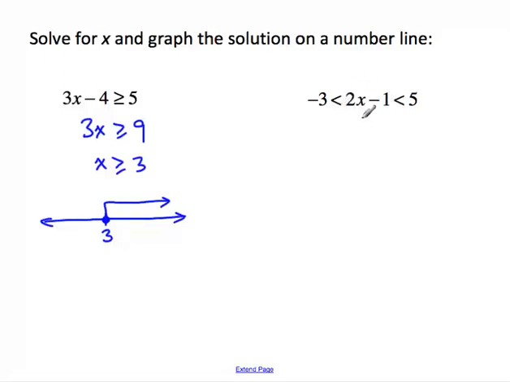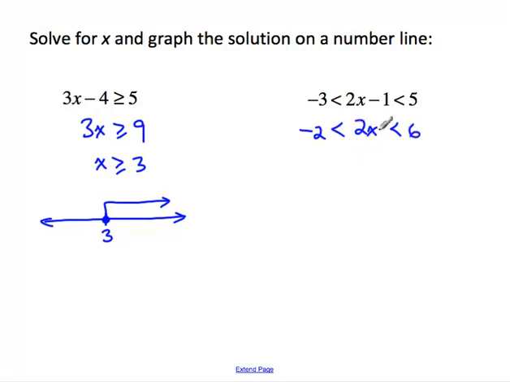So I'm going to add 1 to the middle. That gives me 2x. If I add 1 to the middle, I have to add 1 to the left and the right to maintain the inequality. So if I've added 1 here, I have to add 1 to the -3. That gives me -2. And if I added 1 in the middle, I have to add 1 here. So 5 plus 1 is 6.